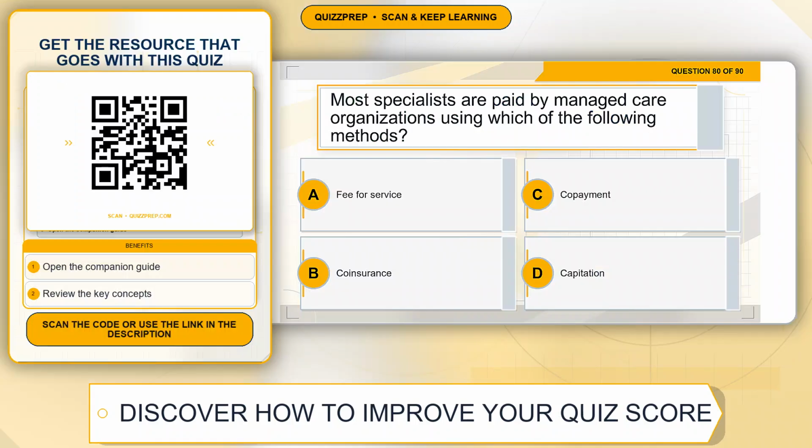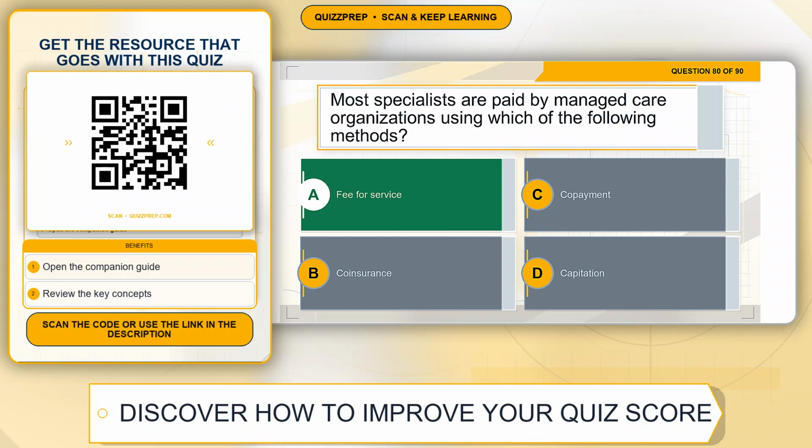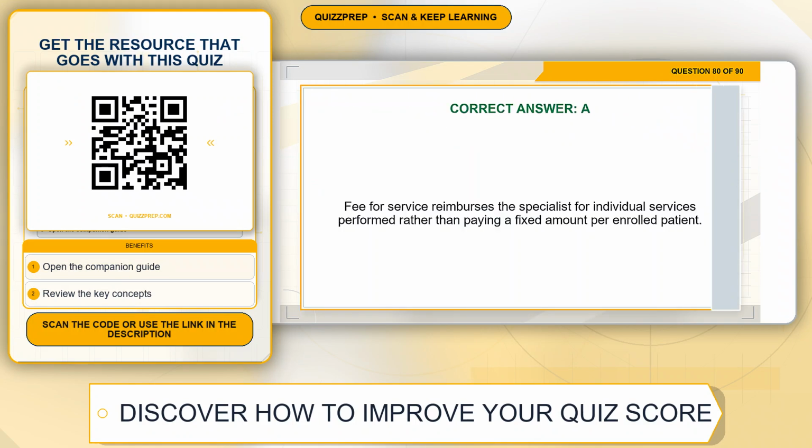Question 80. Most specialists are paid by managed care organizations using which of the following methods? Option A, fee-for-service. Option B, coinsurance. Option C, copayment. Option D, capitation. The correct answer is option A, fee-for-service. Explanation. Fee-for-service reimburses the specialist for individual services performed rather than paying a fixed amount per enrolled patient.